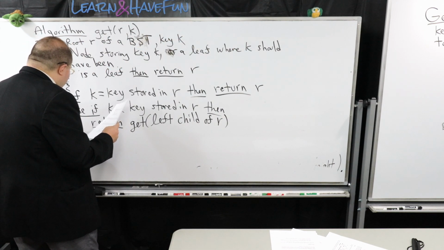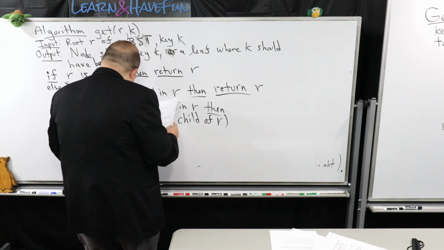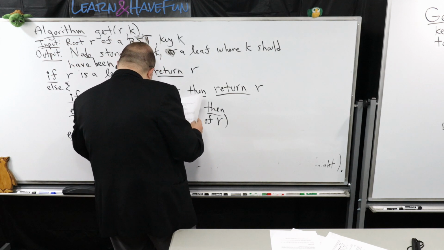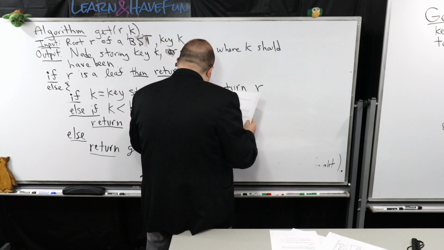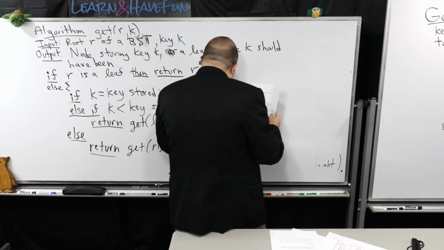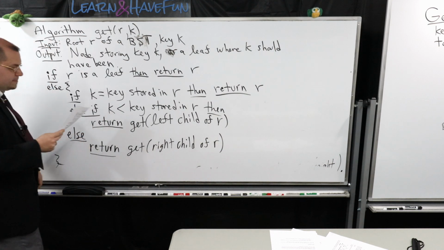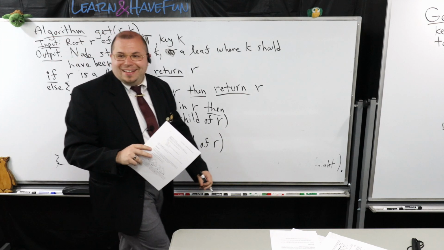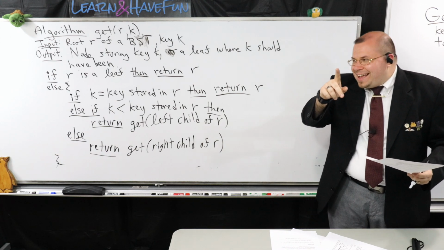Otherwise, we guarantee we're going to have to look right. Otherwise, return get on the right child of R, and that ends the else block. And that's it. That's the entire algorithm.